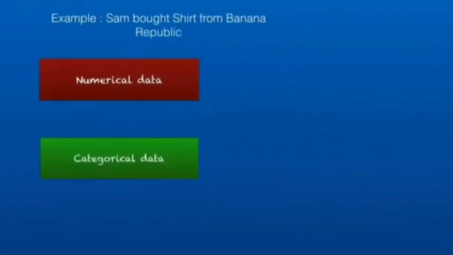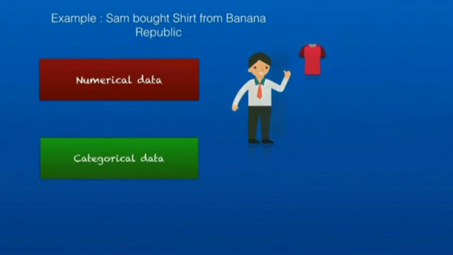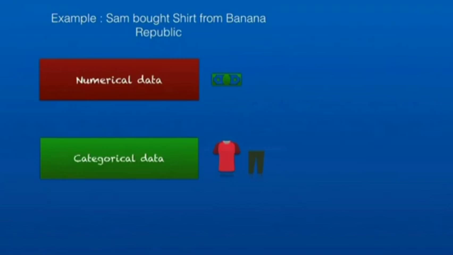So let's consider an example here. Sam likes a shirt. He pays $50 to buy that from his favorite store. Here he can buy a shirt or a pant. Those are categories. These are called categorical data. Whereas he pays $50 as money, that is a numeric value, that is numerical data.